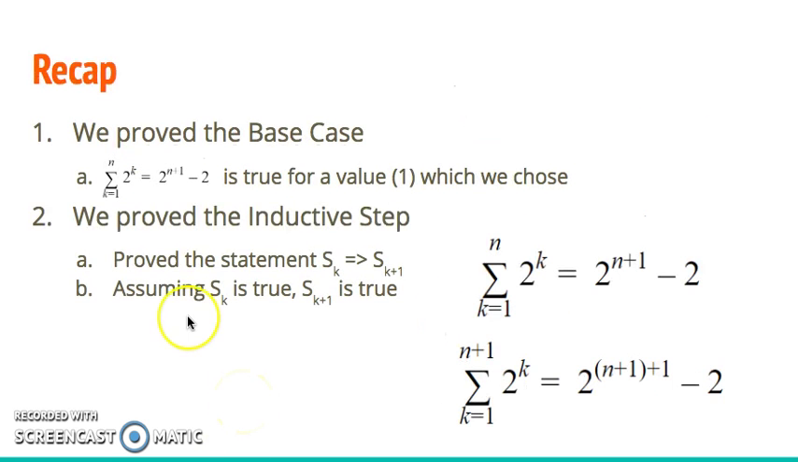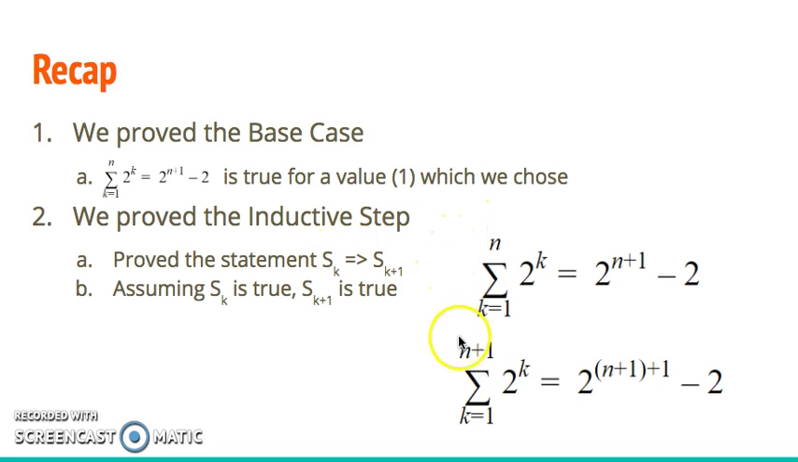So now we can do a quick recap. We proved that the base case, which we chose 1 as the value for, was true for the sum of 2 to the k from k equals 1 to n equals 2 to the n plus 1 minus 2. The second part was to prove the inductive step. We proved that the statement S of k implies S of k plus 1.